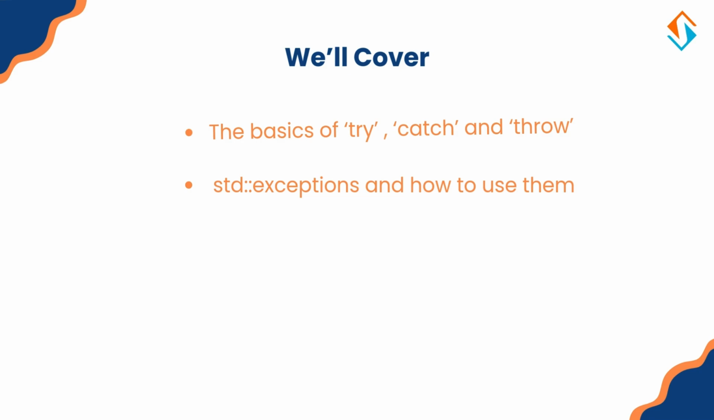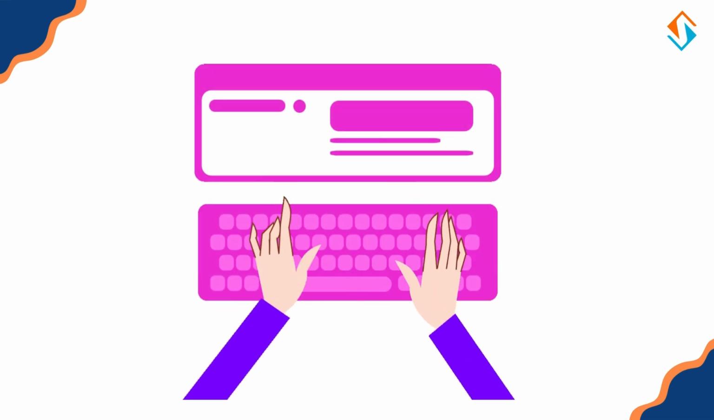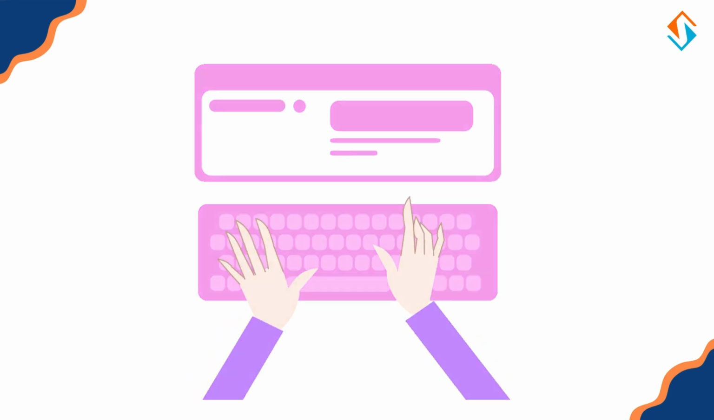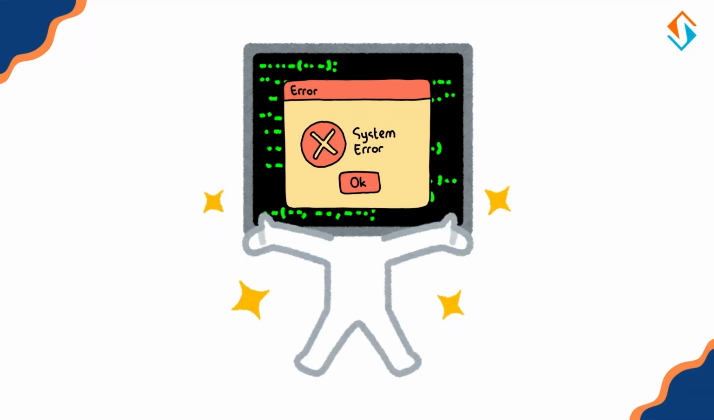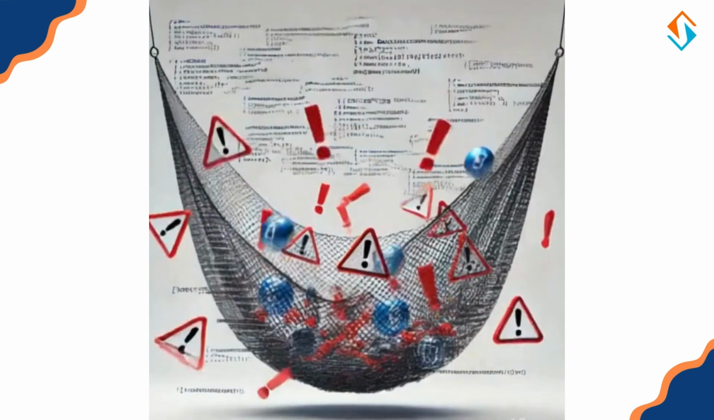So, let's get started. Why do we need exception handling? Imagine this. You're building a program and everything works great until something unexpected happens, like dividing by 0 or trying to open a file that doesn't exist. These are called exceptions, and if you don't handle them, your program will crash. That's where exception handling comes in. It's like a safety net that catches errors and prevents your program from breaking.